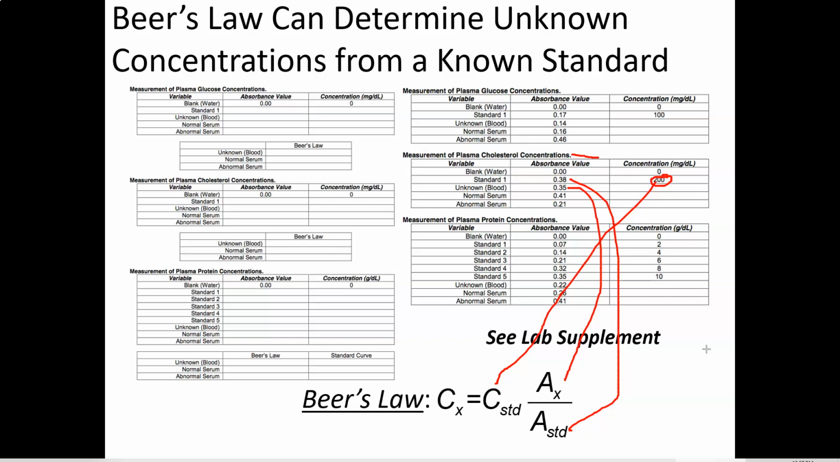and that equals 184.2 concentration for the unknown. So that falls right in the normal range. Remember, the normal range is 130 to 250.